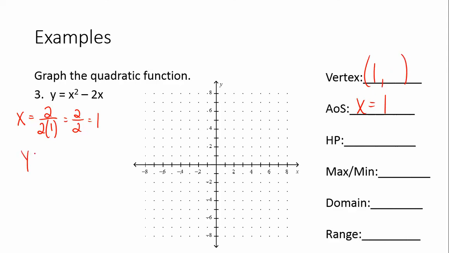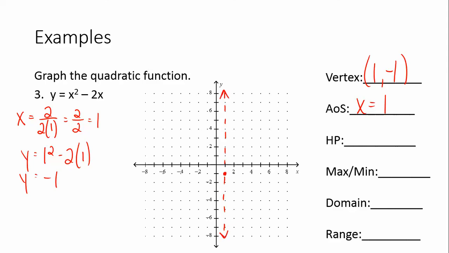Now I'm going to plug that 1 in. 1 squared minus 2 times 1. 1 minus 2 is negative 1, so we get a vertex of 1, negative 1. So we can go ahead and graph that. There's your vertex, and our axis of symmetry is a vertical line. It's imaginary, so it's dotted, and it goes through the vertex.